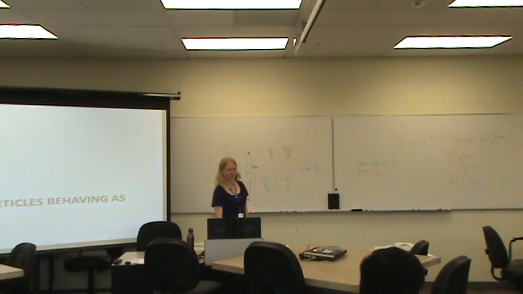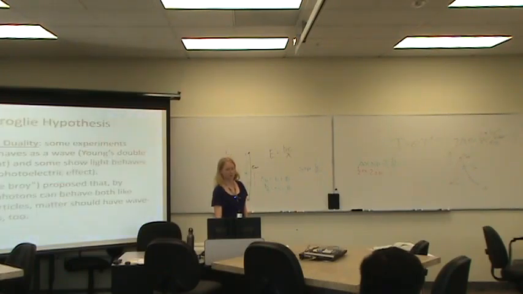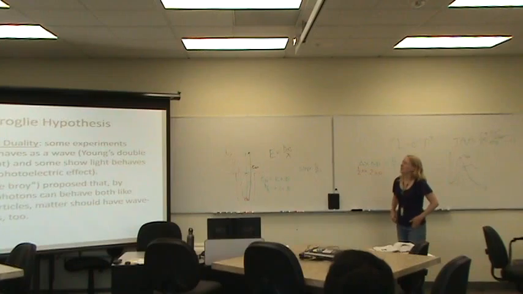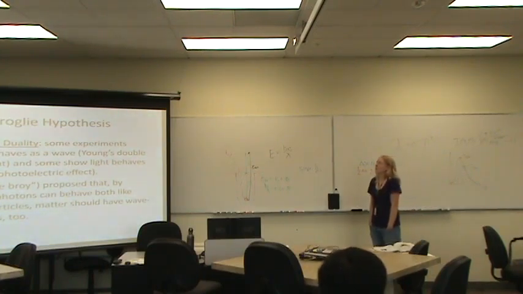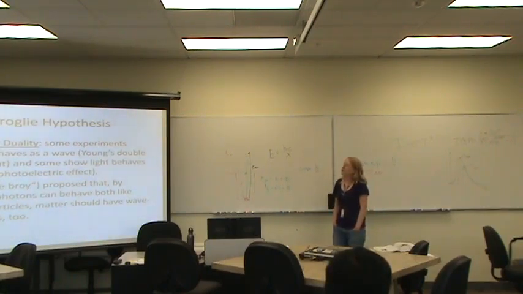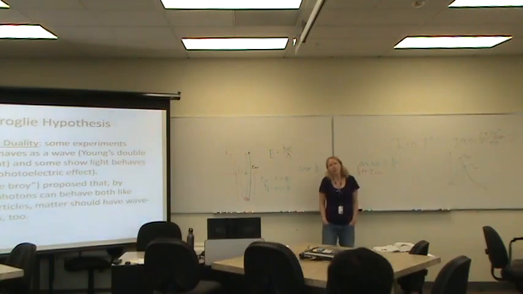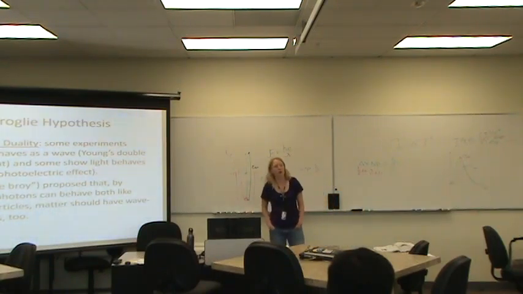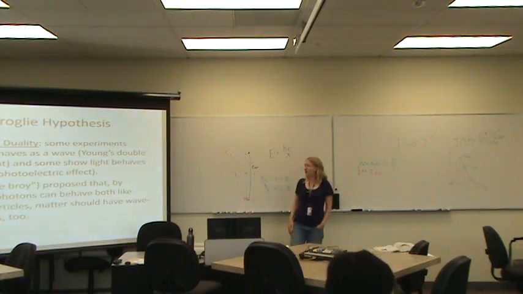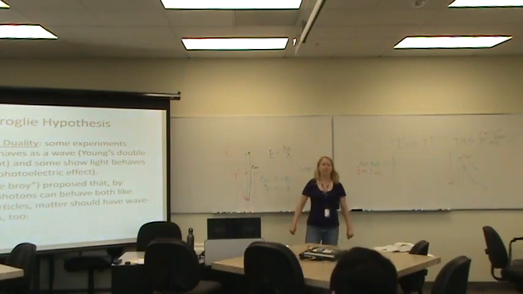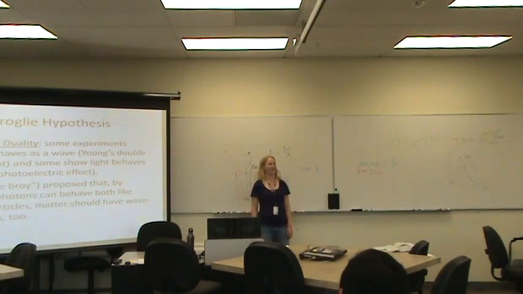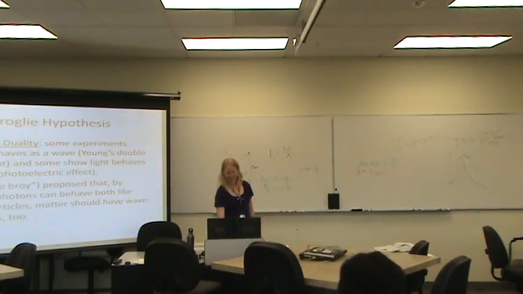Particles behaving like waves. So if you thought photons behaving like waves was weird. De Broglie was a guy who came up with the hypothesis. And we've used this term before, wave-particle duality. We've shown that light behaves like a wave and sometimes like a particle. So it's comfortable now, hopefully, that you can say a photon has wave-particle duality. De Broglie came along and said, if photons can behave like both waves and particles, matter is no different. So matter should be able to behave like waves too. Weird? It's a little weird.